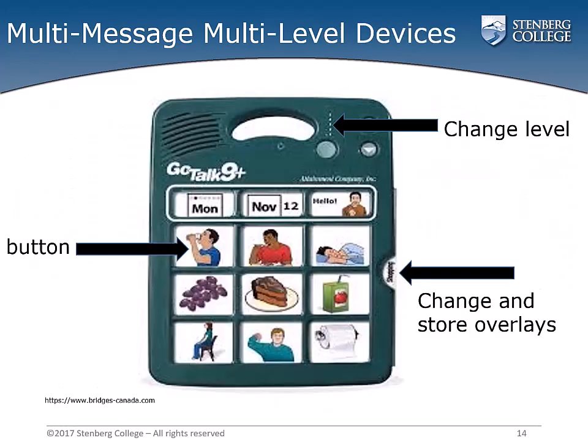On this GoTalk 9, you can see that there is a button to change levels, 9 individual cells on which to record messages, and a pocket for inserting and storing overlays. Most multi-message, multi-level devices have these features, along with similar recording methods and times.